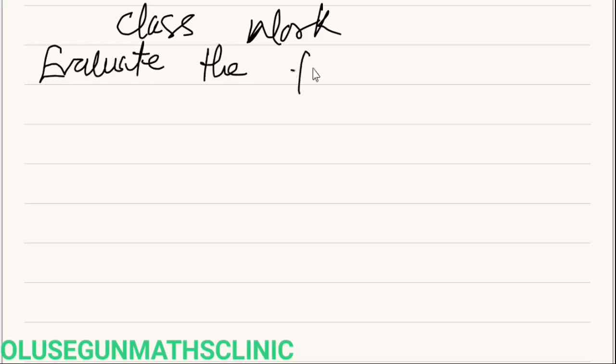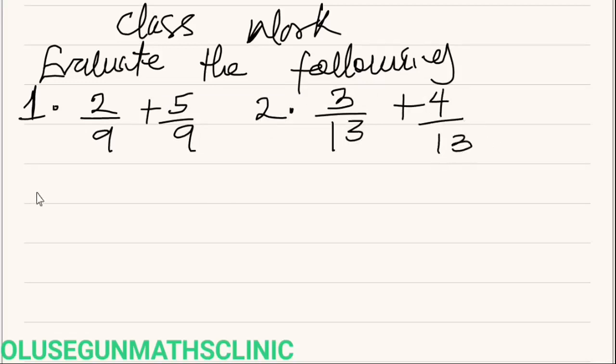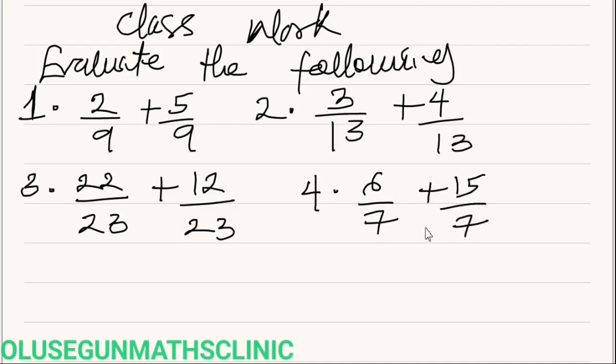Evaluate the following. Let's say 1: 2 over 9 plus 5 over 9. 2: 3 over 13 plus 4 over 13. 3: 22 over 23 plus 12 over 23. 4: 6 over 7 plus 15 over 7.